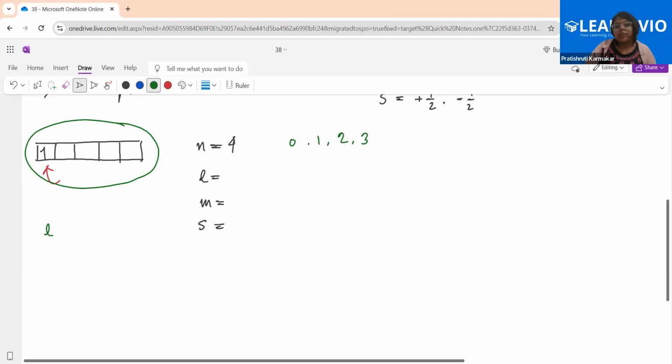Okay, let's see. For l equal to 0, this is s orbital, right? Yes, ma'am. l equal to 1, it's p, l equal to 2, it's d, l equal to 3, it's f. Now for l equal to 0, when it's s orbital, what will be the values for m?